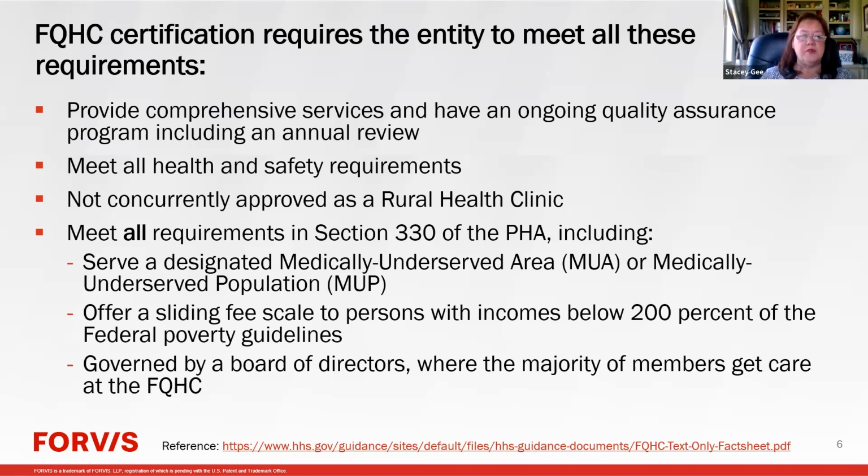And then an FQHC must meet all of the requirements in Section 330 of the PHS Act, including serving a designated medically underserved area, which is MUA, or medically underserved population, which is MUP. They must offer a sliding fee scale to people with incomes below 200% of the federal poverty guidelines. And they are governed by a board of directors where the majority of members get care at the FQHC.